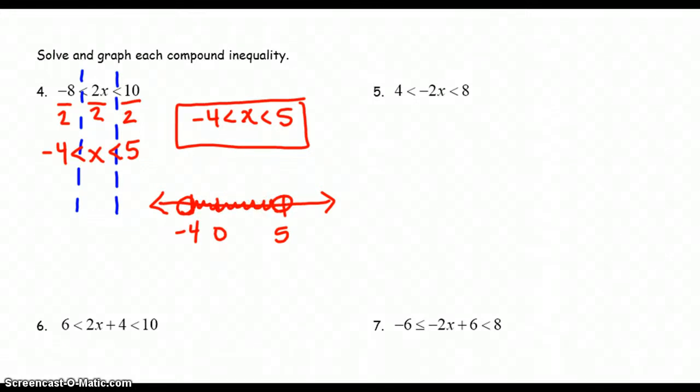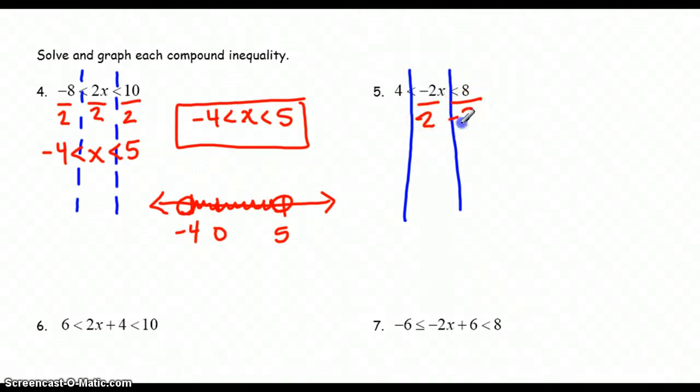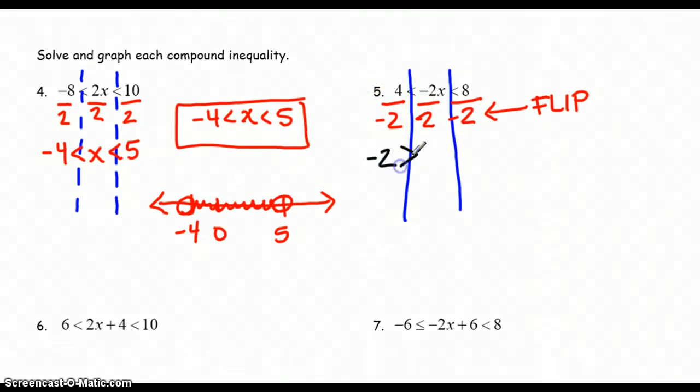Number 5. Again, we split our problem into 3 parts. But this time, to get x by itself, we're dividing by a negative number. Remember, if you divide by a negative number, you have to flip your symbol. Don't forget, that's very important. So 4 divided by negative 2 is negative 2. And if we flip the sign, we have greater than x. Flip this sign, which is greater than negative 4. So the answer is that negative 2 is greater than x, which is greater than negative 4.